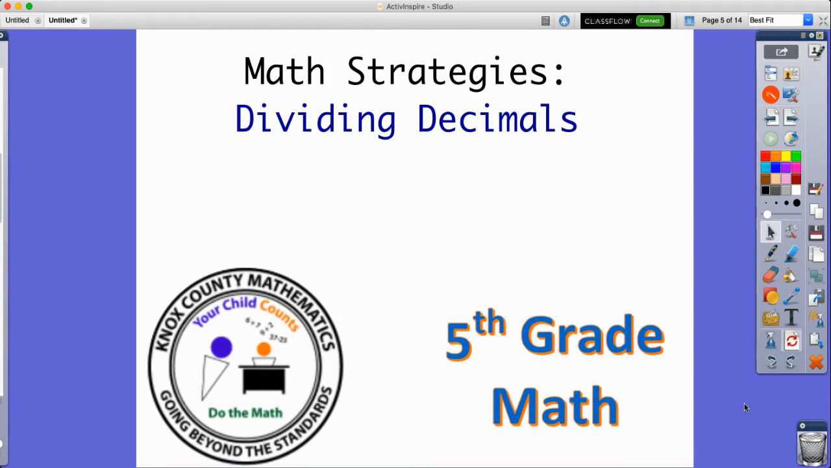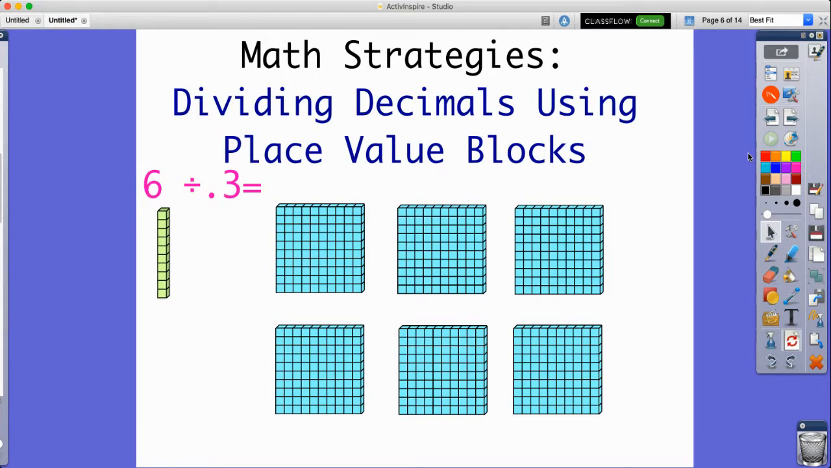Today's math strategy video is on dividing decimals. Let's look at our first strategy with dividing decimals using place value blocks. So just remember that our hundreds here is our one whole and our tens are tenths here. So let's look at our first problem that says 6 divided by 3 tenths.